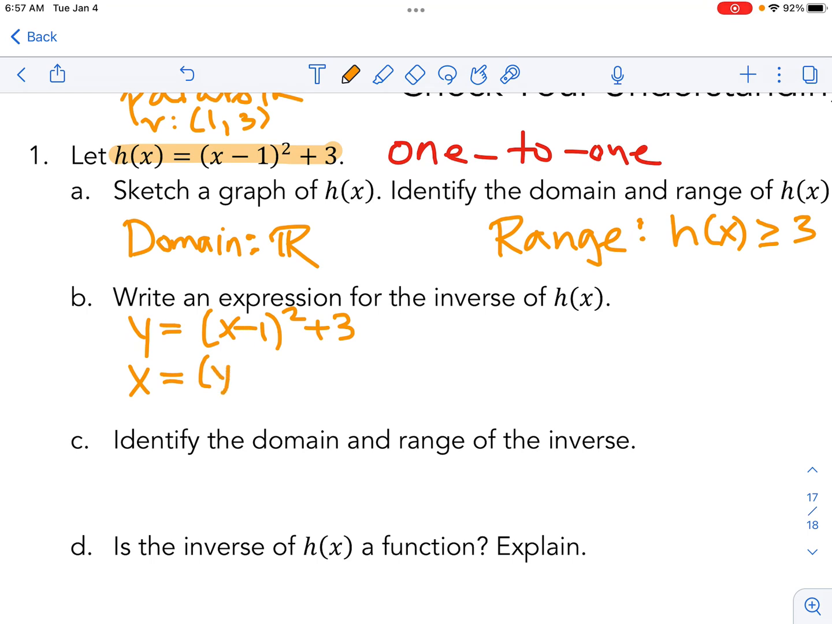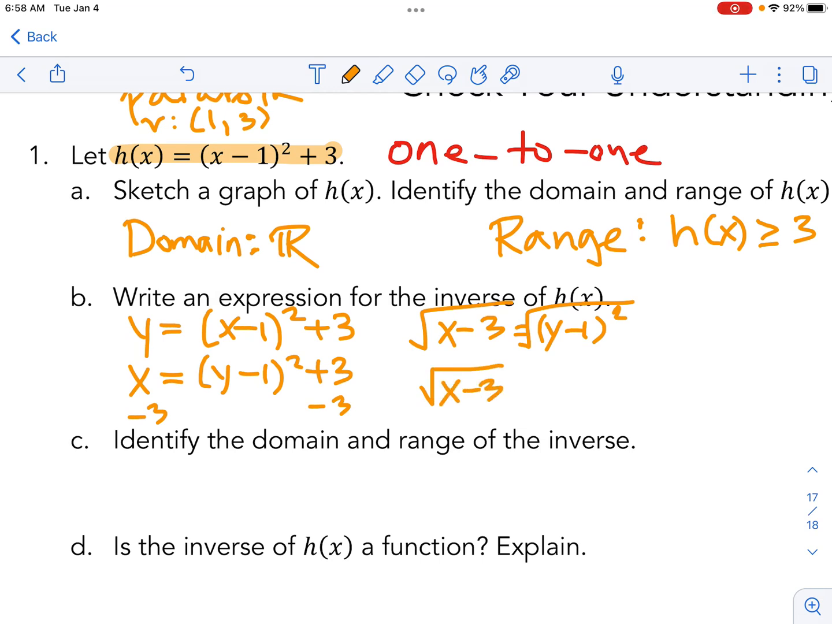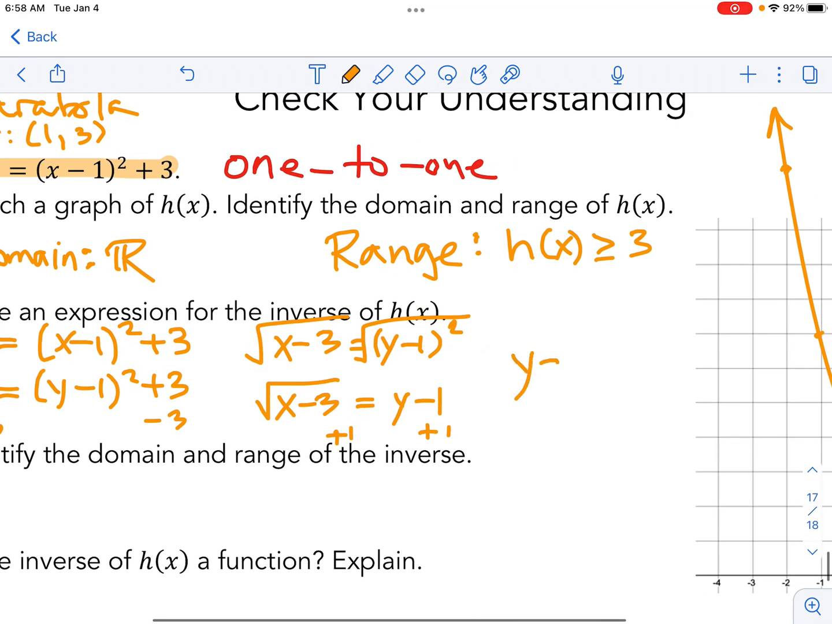Getting a little sloppy here. y minus 1 squared plus 3. And then we're going to solve for y. So we're going to subtract 3 from both sides. We get x minus 3 equals (y minus 1) quantity squared. And then we're going to square root both sides. So we get the square root of x minus 3 equals y minus 1. And then we're going to add 1 to both sides. So we get y equals the square root of (x minus 3) on the inside plus 1 on the outside.